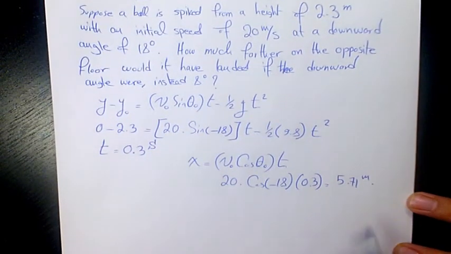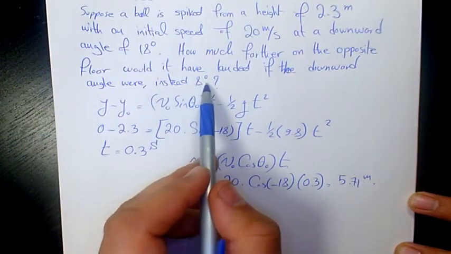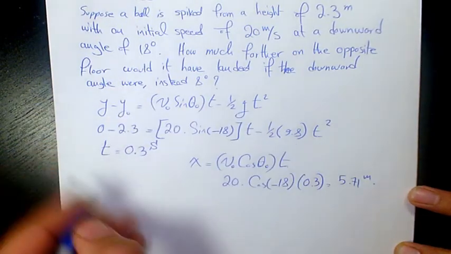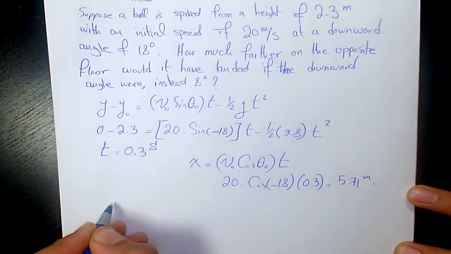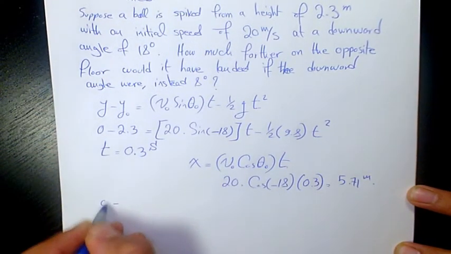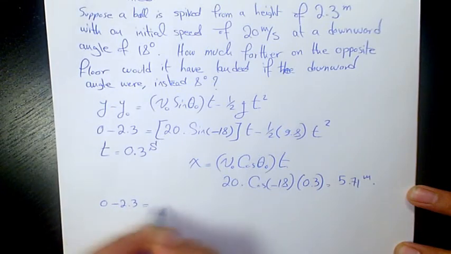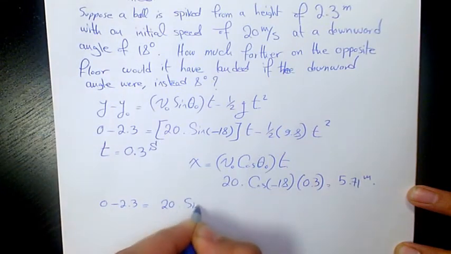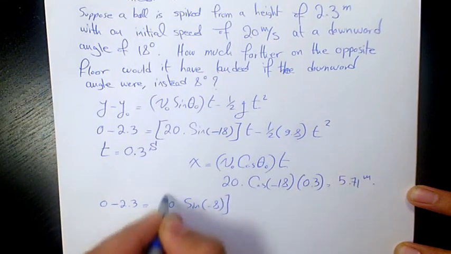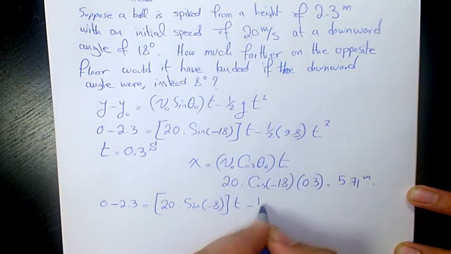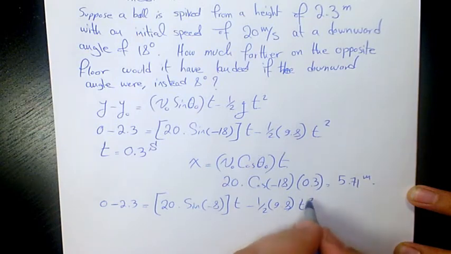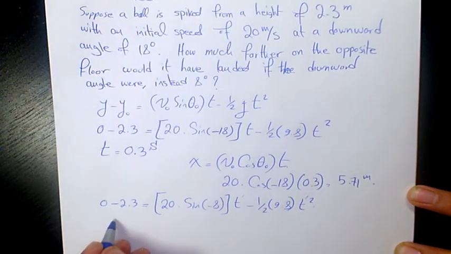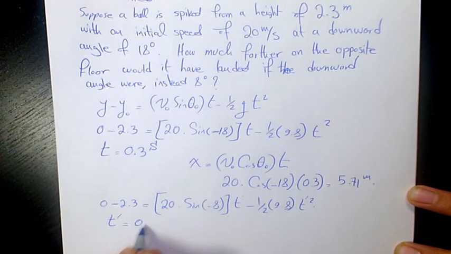Now if we change everything to 8 degrees, we need to do everything again. It's going to be 0 minus 2.3 equals 20 times sine negative 8 times t, everything exactly the same, minus 1 over 2 times 9.8 t squared. Or let's say t prime. So in that case, t prime is going to be 0.46 seconds.